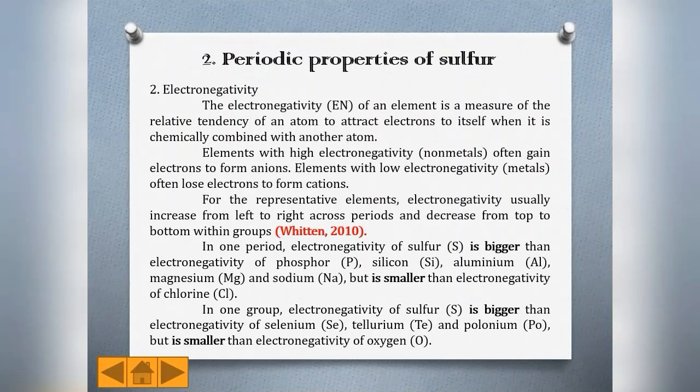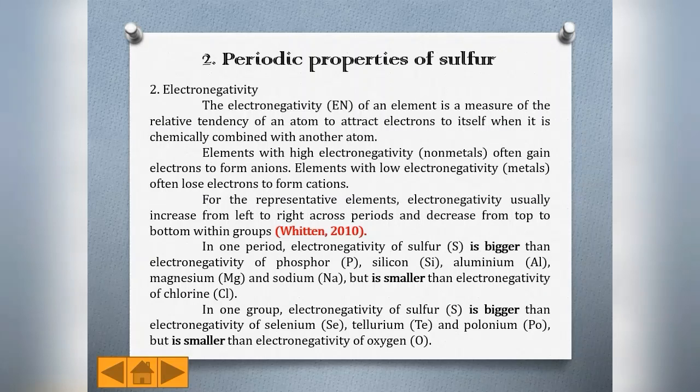The electronegativity, or EN, of an element is a measure of the relative tendency of an atom to attract electrons to itself when it is chemically combined with another atom. Elements with high electronegativity, or nonmetals, often gain electrons to form anions. Elements with low electronegativity, or metals, often lose electrons to form cations.